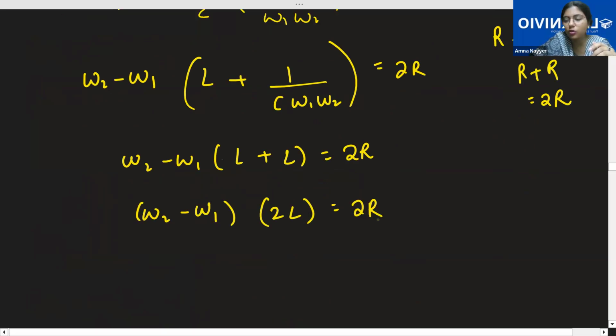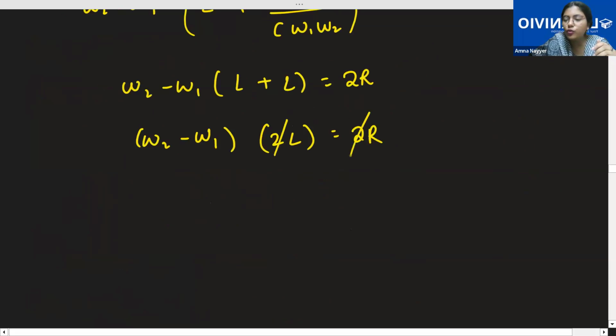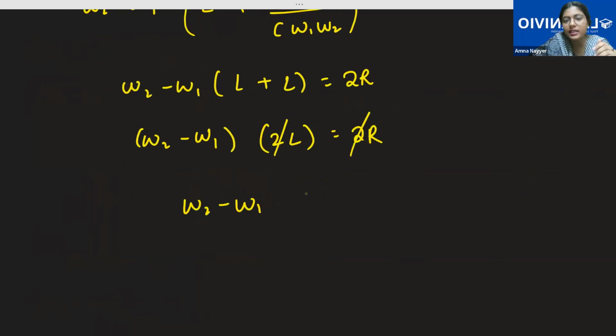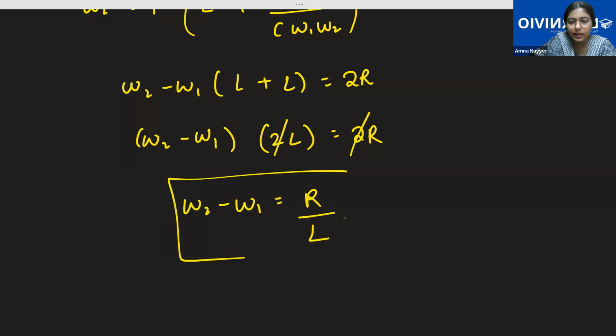is equal to 2R. So from here 2 will be cancelled. Now look, omega 2 minus omega 1 is equal to R by L. This is what we needed, because of the entire derivation. Now I'll tell you how.